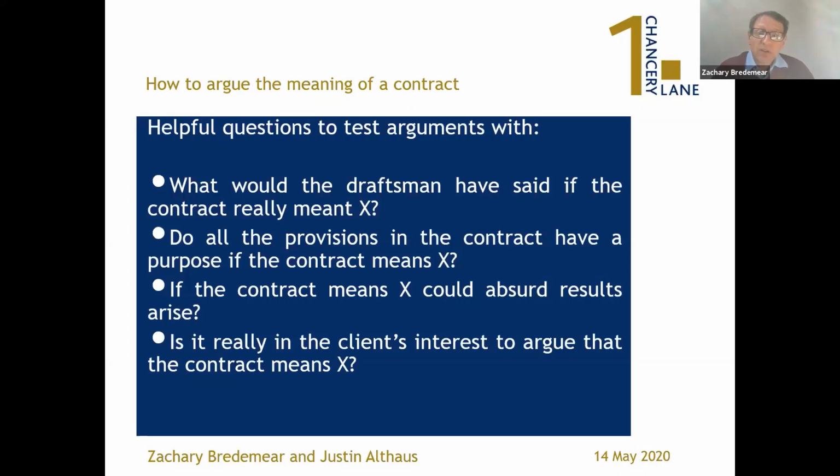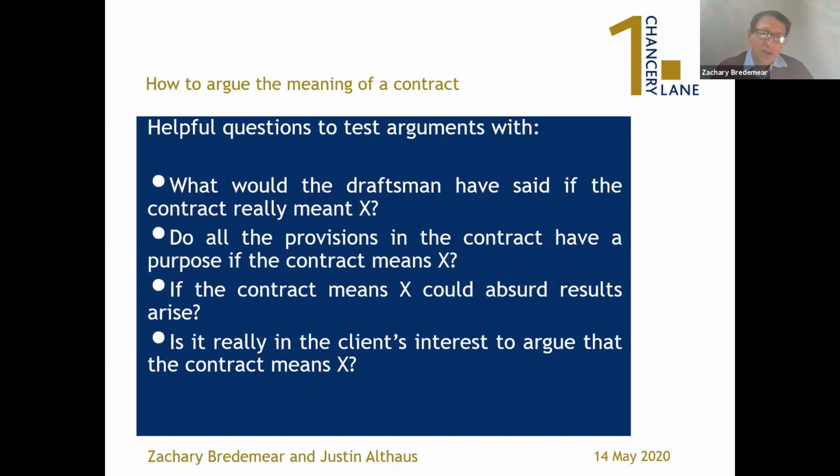Next one, do all provisions in the contract have a purpose if the contract means X? Very often one gets the situation where if a particular provision has a particular meaning, then another provision no longer has any purpose in the contract. Now, that may or may not be a decisive point, but it's certainly an important point to be aware of. Then the third point is really testing out what the consequences are if the contract has a particular meaning. Could it lead to absurd results in scenarios which are reasonably realistic? If it does, that might suggest that the construction you're looking at is incorrect.